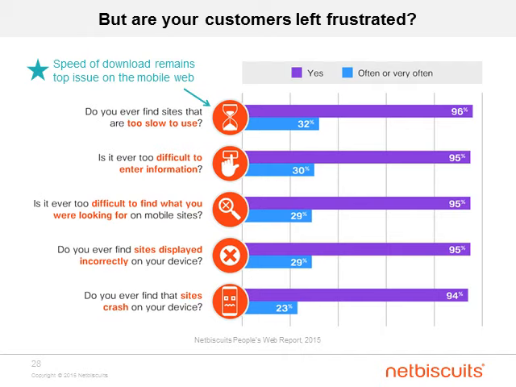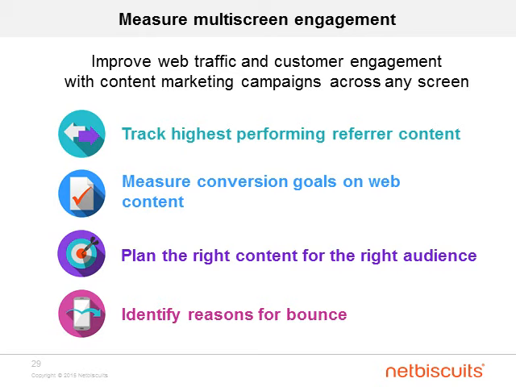Okay, so there's a little snapshot of what's going wrong today and some of the issues that cause frustration when engaging with mobile sites. So with that in mind, here are some practical examples for improving web traffic and customer engagement with content marketing campaigns across any screen. So number one, track highest performing referrer content. So this would look at measuring whether the audience for your content is originating from advertising channels, from SEO, or from your social media presence.